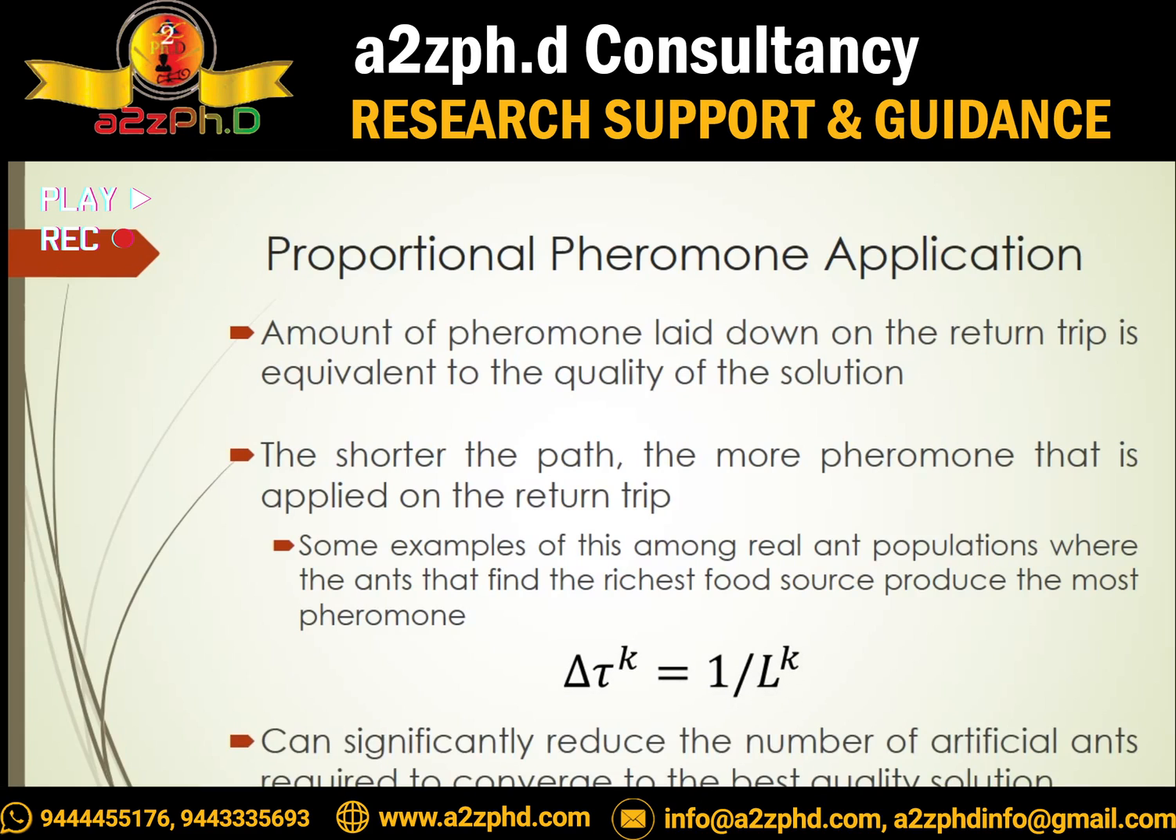And the way that this is employed is that at the end of the iteration, a delta tau for that ant is laid down on the nodes that it has visited. And it is equal to 1 divided by the length of its trip. Using this method can significantly reduce the number of artificial ants that are required to converge to the best solution.